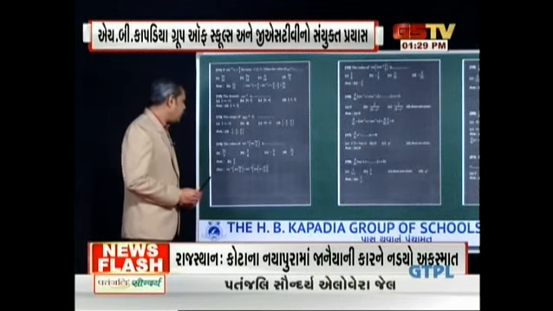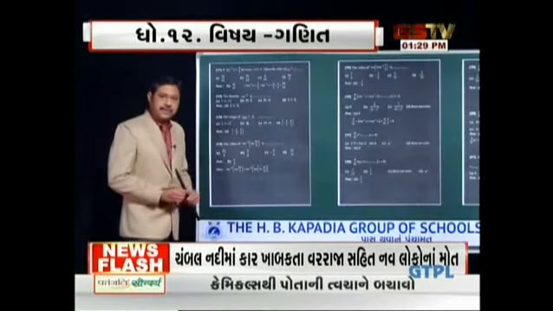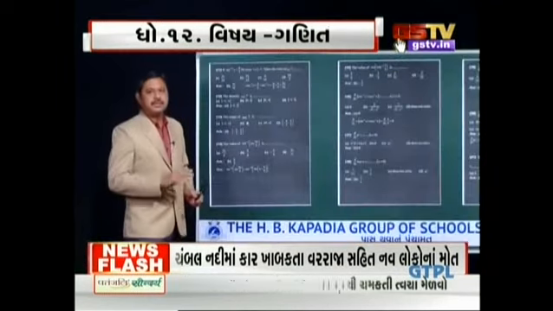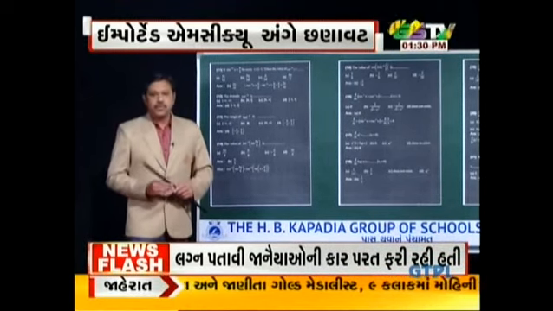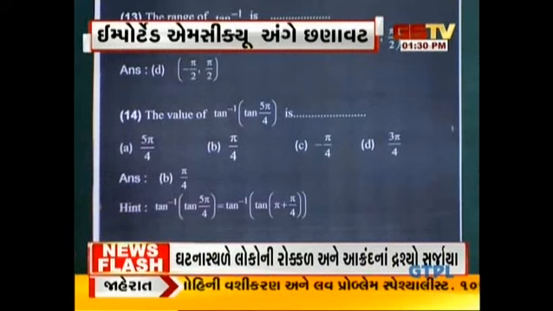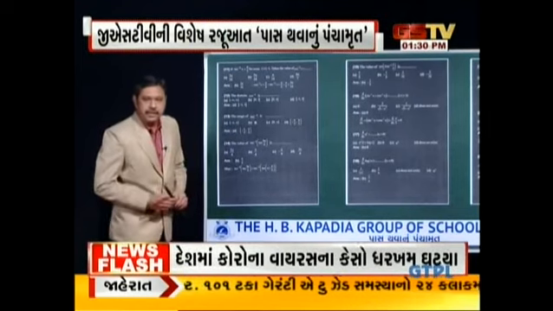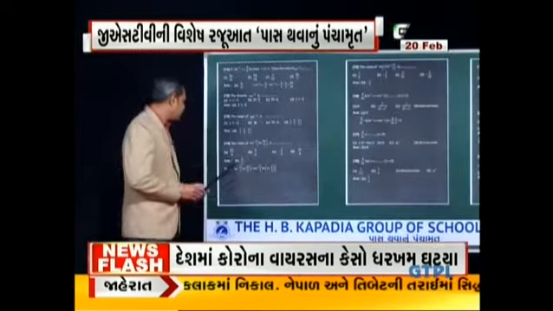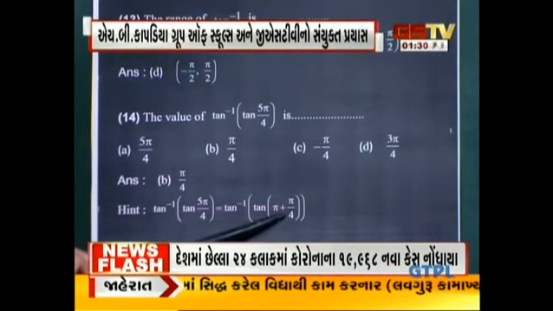Next question, the value of tan inverse of tan 5 pi by 4 is. So first thing to solve this question is, the given value 5 pi by 4 must belong to the range of tan inverse. Now what is the range of tan inverse? Open bracket minus pi by 2 to plus pi by 2. So here 5 pi by 4 does not belong to minus pi by 2 to plus pi by 2. So first we have to convert the value 5 pi by 4 into the range of tan inverse. So we write 5 pi by 4 as pi plus pi by 4.